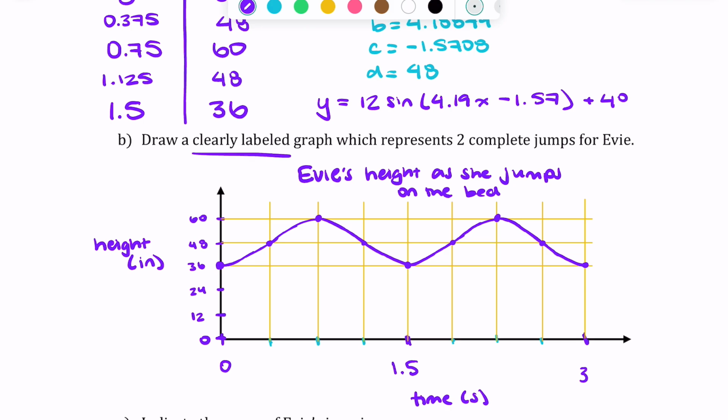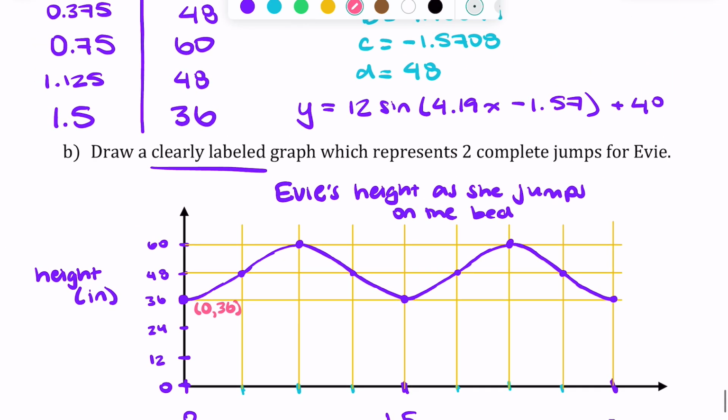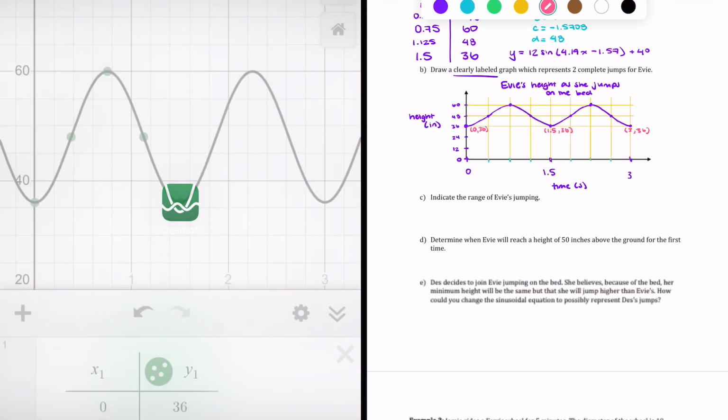Now the graph also says to be clearly labeled. So to be clearly labeled means I need to label the characteristic points. The characteristic points are obviously my X and Y intercepts as they exist. I only have a Y intercept here, but also my maxes and my mins. And quite honestly, I can get a good chunk of these from my table of values, as well as I can grab these from Desmos, no problem. But if it says clearly labeled, I need to make sure that I have those labels accordingly.